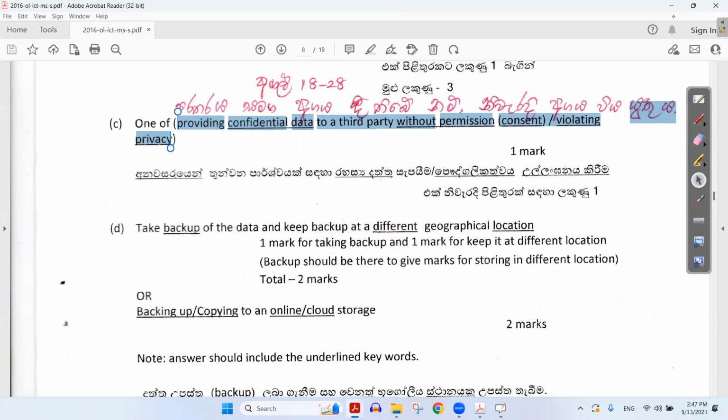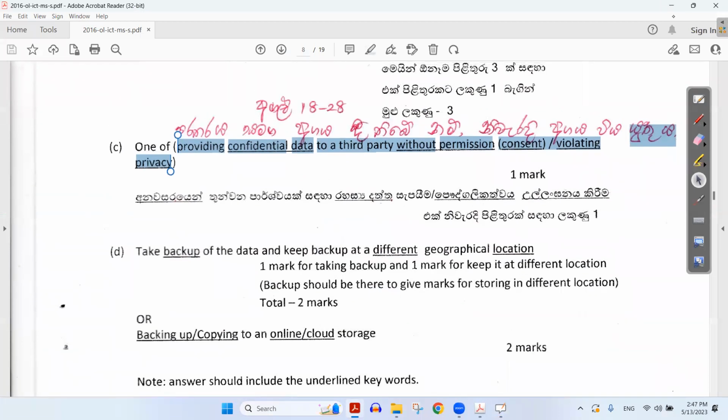So these answers should be there. Right? It should not be in the very same words. You can have synonyms, but this idea should be there and the underlying keywords should be there.